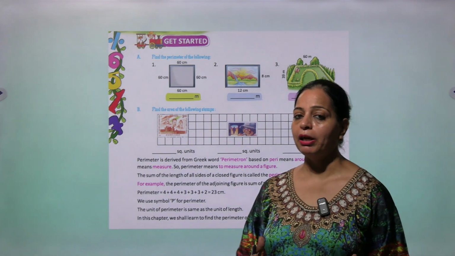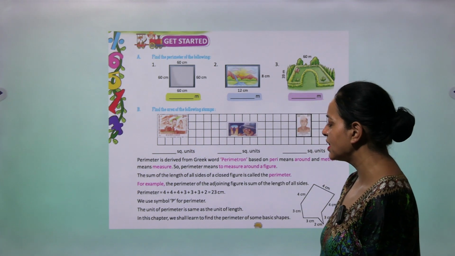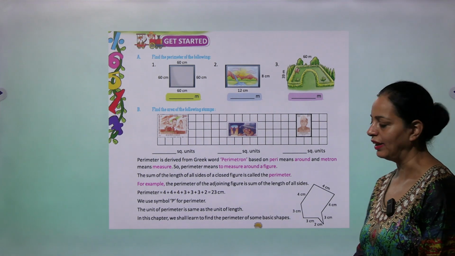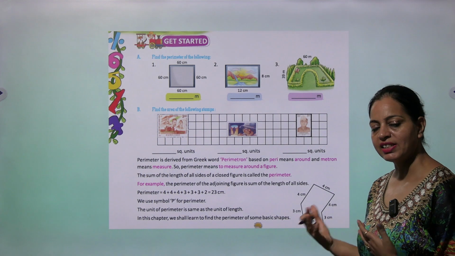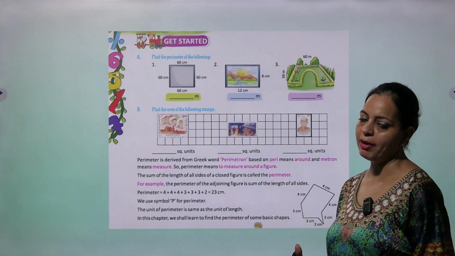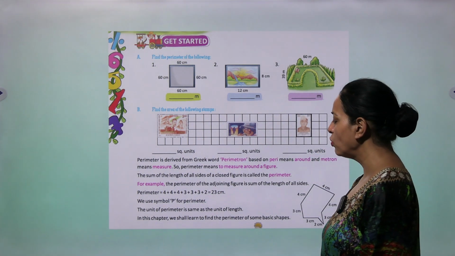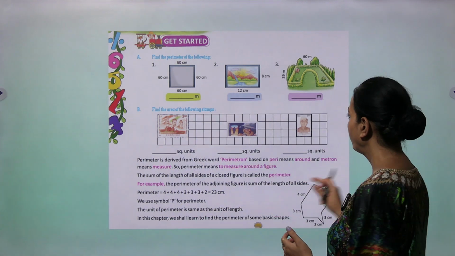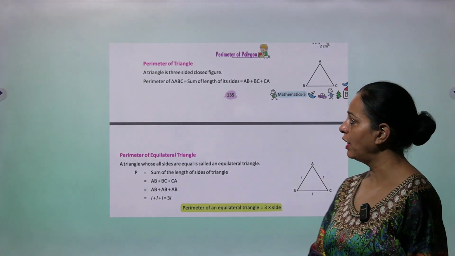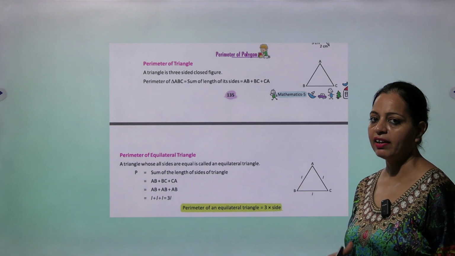And for the symbol of perimeter we use P. The unit of perimeter is the same as the unit of length. We are adding all, so if the sides are in centimeter, the answer is in centimeter, and if they are in meter, the answer is in meter, right? In this chapter we shall learn to find the perimeter of some basic shapes. See, first one is the perimeter of polygons like triangle, equilateral triangle, rectangle.